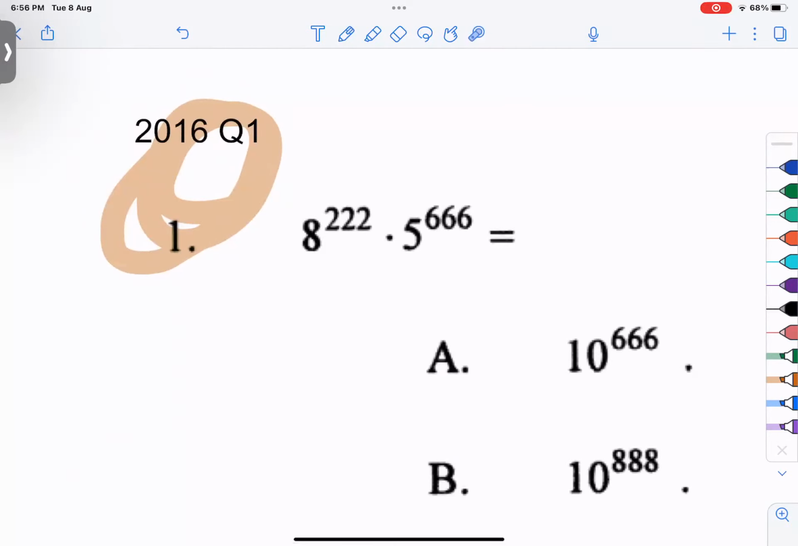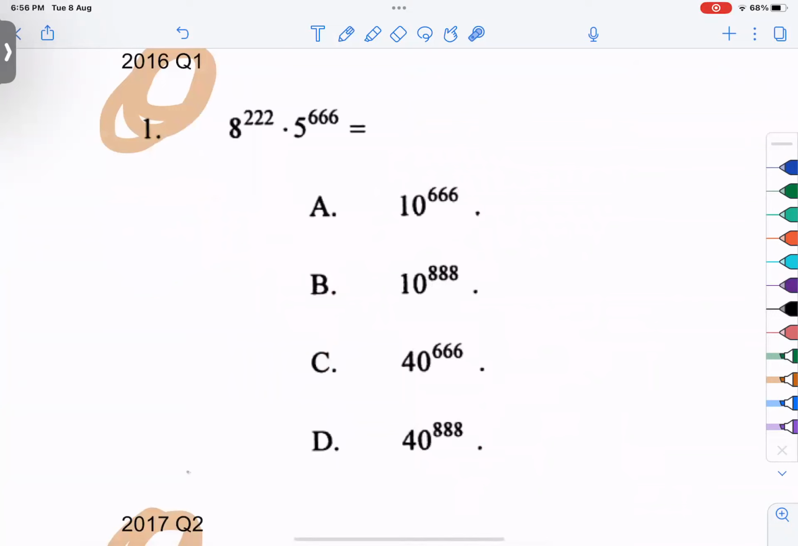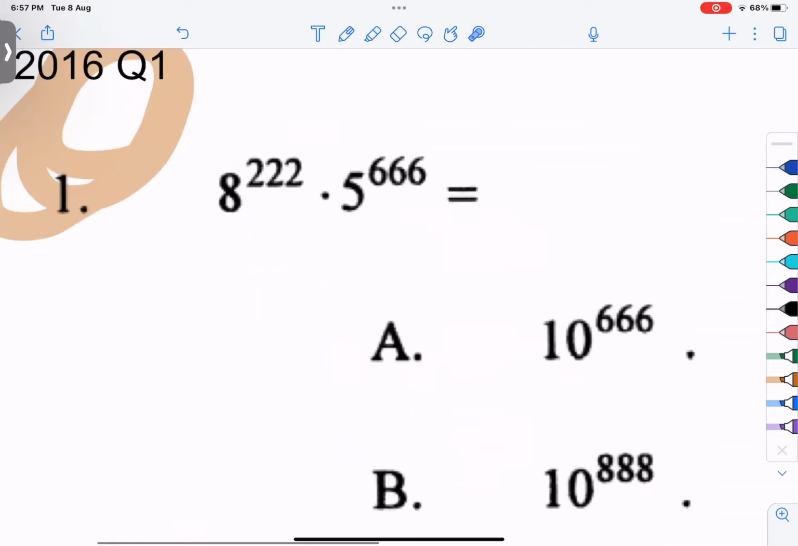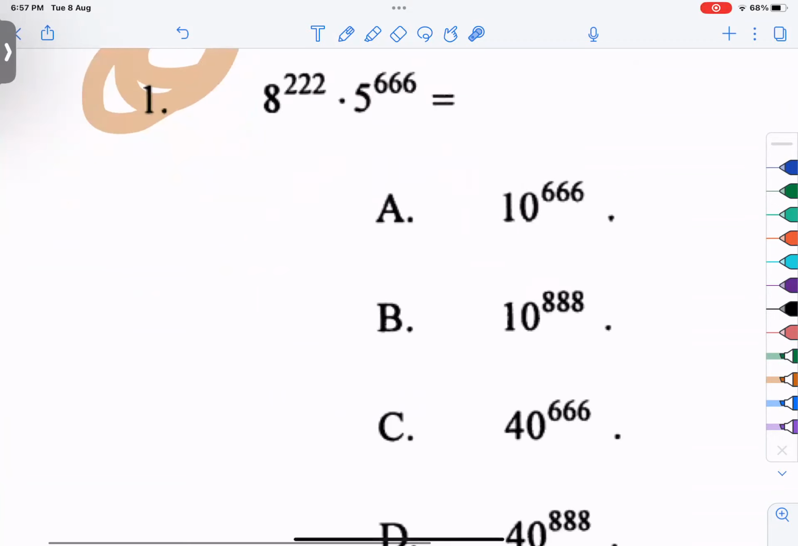So basically, if you can't find any, is any of you choosing C or D? No, it doesn't make sense. 8 times 5, 40, and then this one plus. It makes sense, but I think it's wrong. Yes, it's wrong. The reason is you can only add up the powers if the bases are same. The bases are different, so you can't add up the powers. So what can I do? I have to either make the bases the same or the powers the same.